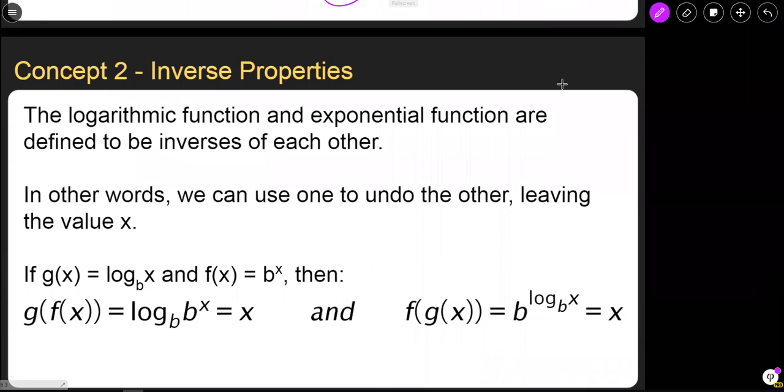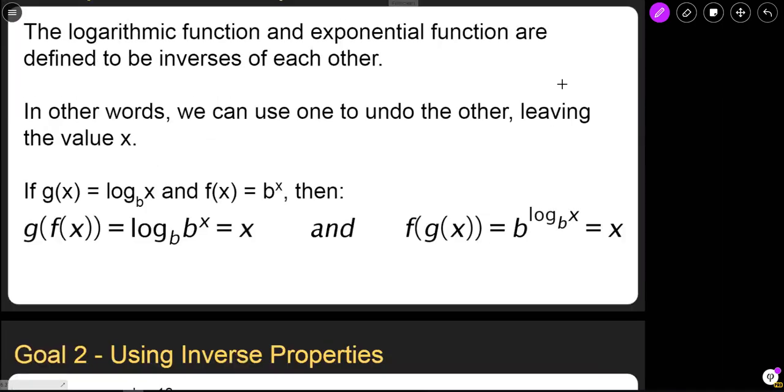All right, let's continue along. I think this is the last concept for the section. Oh, no, there's two more.